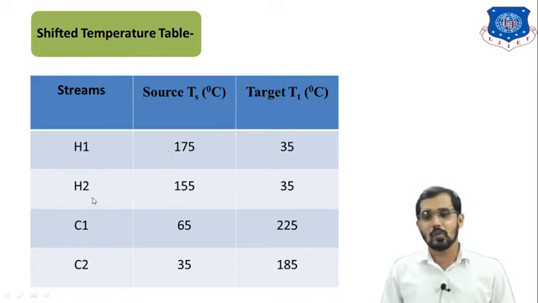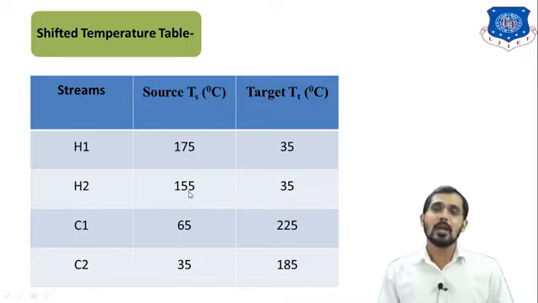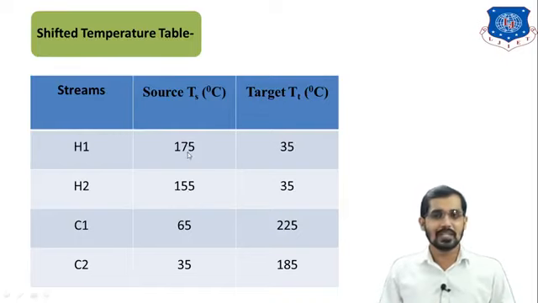After that, H2 is initially 160, now it is 155, because we are reducing the temperature from the hot stream and adding the temperature in the cold stream. So 180 minus 5 is 175, 160 minus 5 is 155. After that 40 minus 5 is 35, again 40 minus 5 is 35.